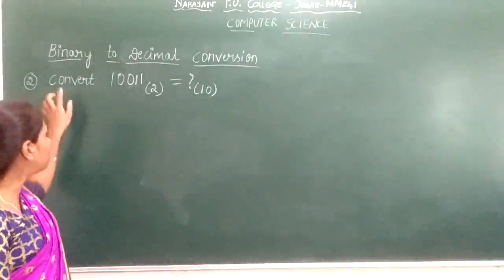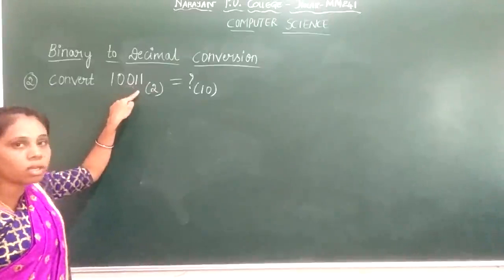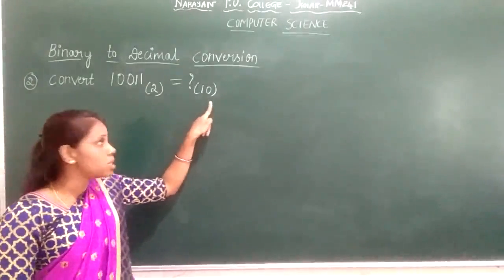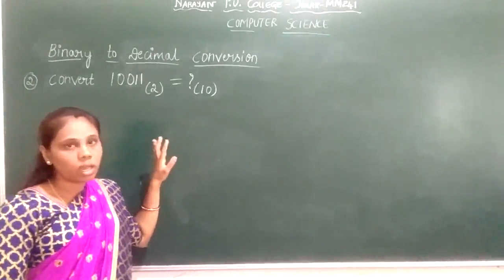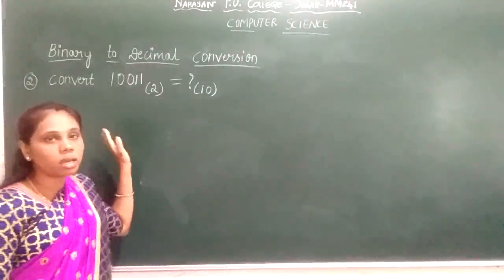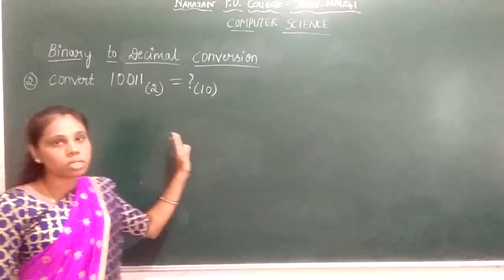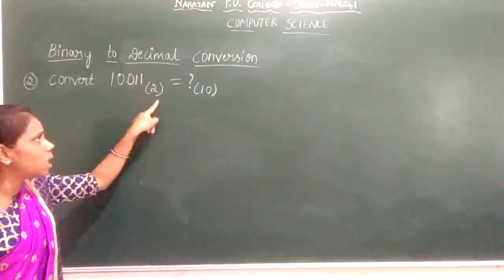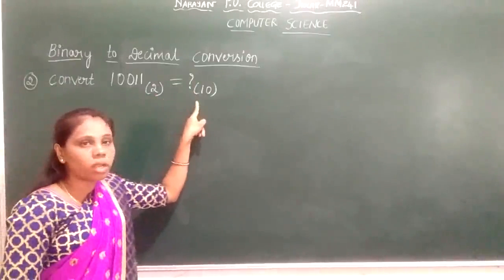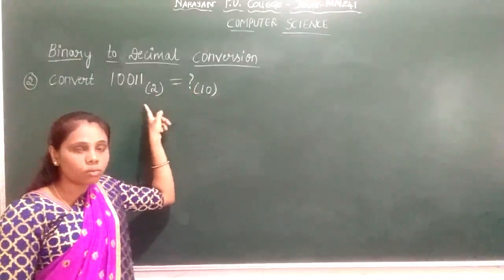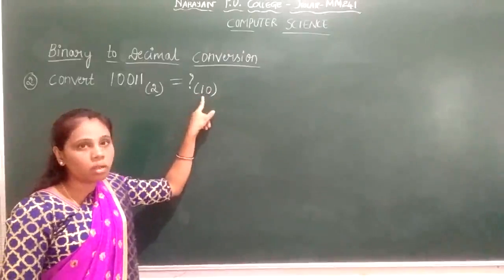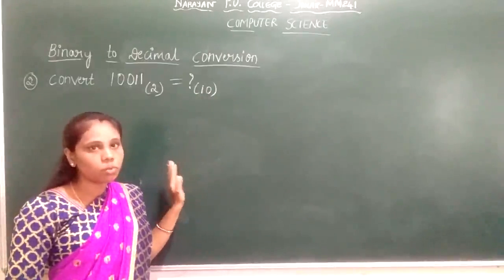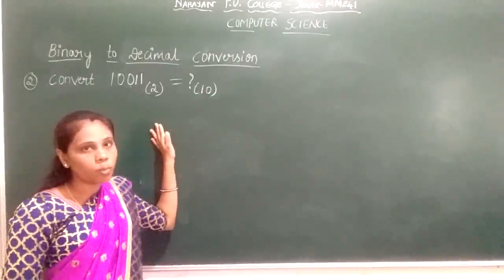So here we have a problem: convert 10011, which is binary digits, to its decimal value. In your test or exam they will ask like this. They will not directly ask to convert binary to decimal. They will give you the digits and its base value, and ask to convert to the equivalent base value. It means you need to convert this binary value to decimal value. You need to understand from which number system we are converting to which number system, and try to solve the problems.